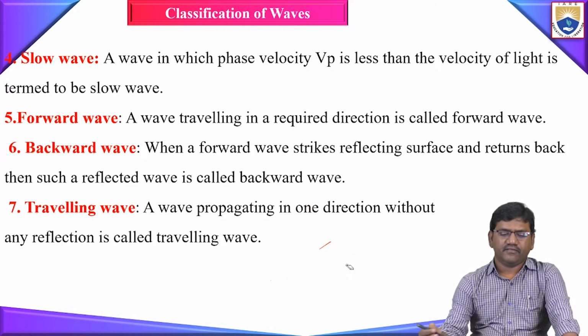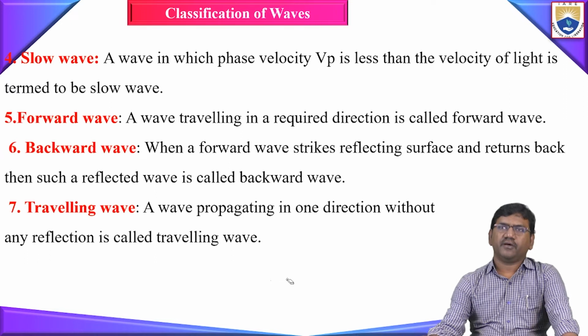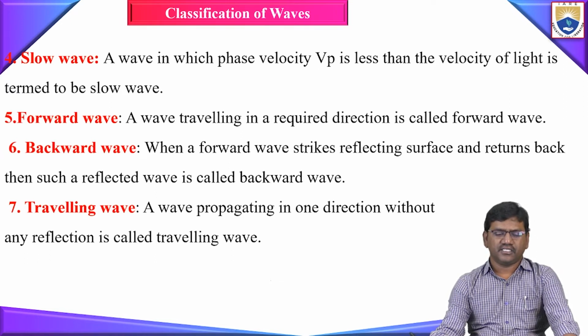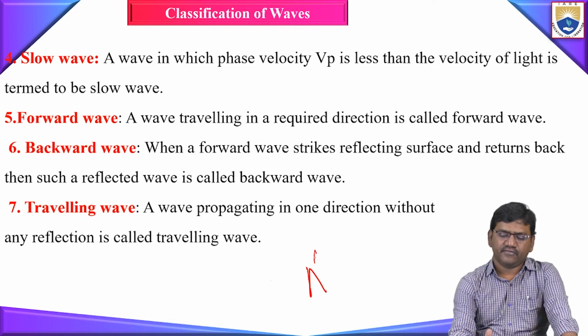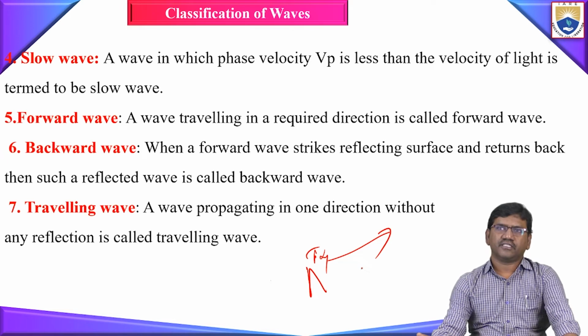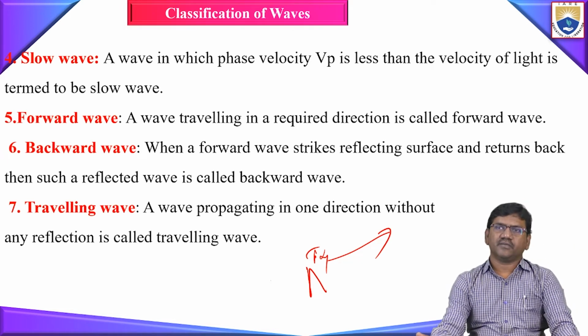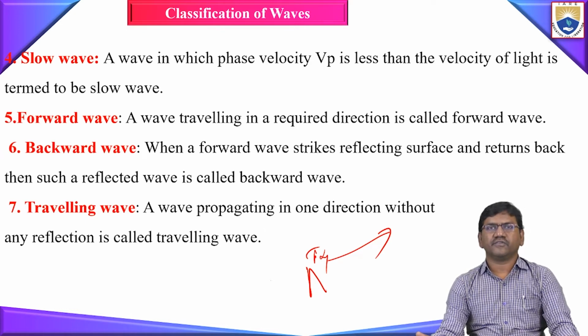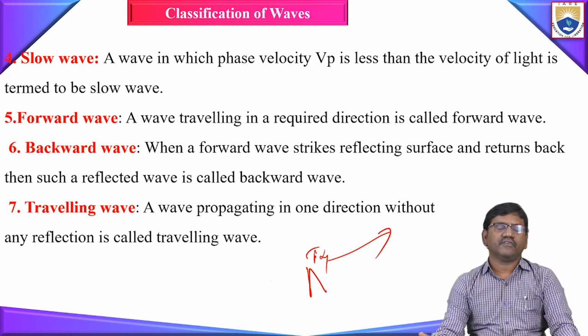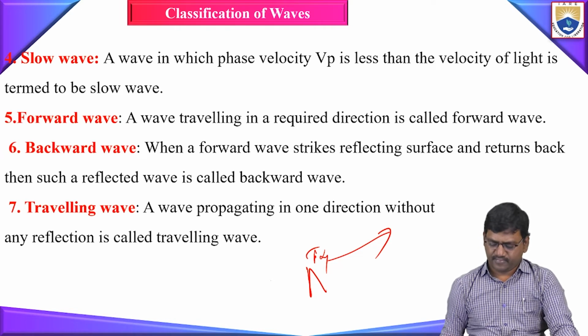And a traveling wave is a wave propagating in one direction without any reflection. This is the transmitting antenna. It travels only in one direction without any reflection. That means there is a line of sight between the transmitting antenna and receiving antenna, and there are no obstacles between them. The wave propagates directly without any reflection. Those waves we call traveling waves, which travel in only one direction.